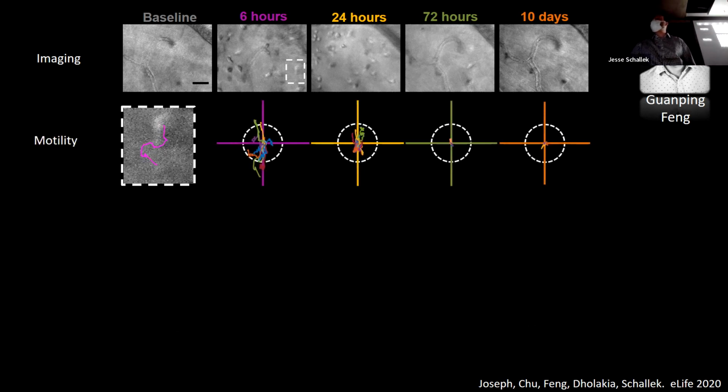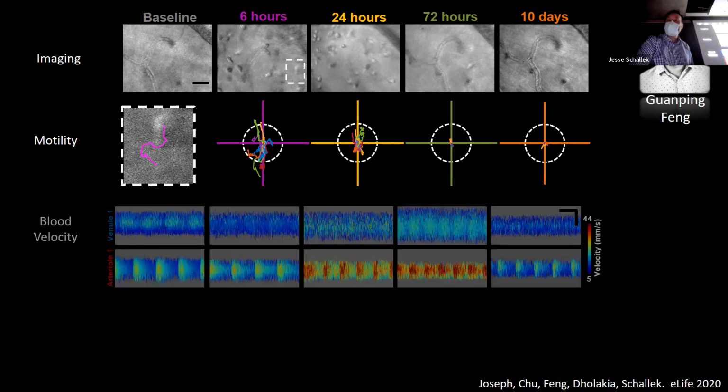And now what we have is a way to quantify how motile those immune cells are over time. Okay, so the boundary condition of a single cell is shown in the white dotted line, and each of these axes represent the motility of those immune cells between 6 to 10 days after the LPS injection. What we find is the motility is very high initially and then subsides over time as the inflammation resolves.